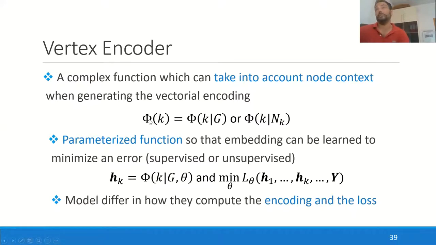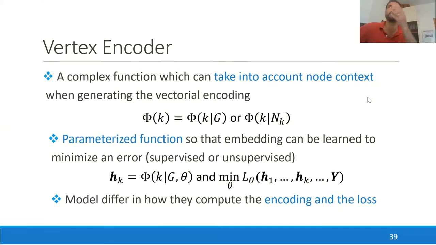Not only that, my phi function would be a parameterized function with parameters theta. Why? Because I want this encoder to be learned, okay? I want my encodings, my mappings into the metric space to be somehow, for instance, informed by a supervised error, or informed by an unsupervised error for what matters, okay? But I want to be able to control how things are mapped based on some cost function to optimize, okay? And you can fit into this scheme very many different models, which just differ in the way they compute the encoding and the loss, okay?